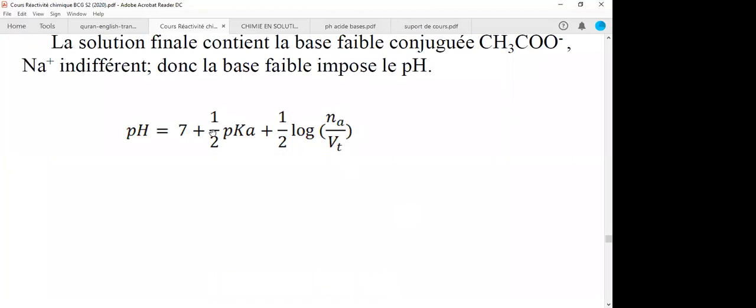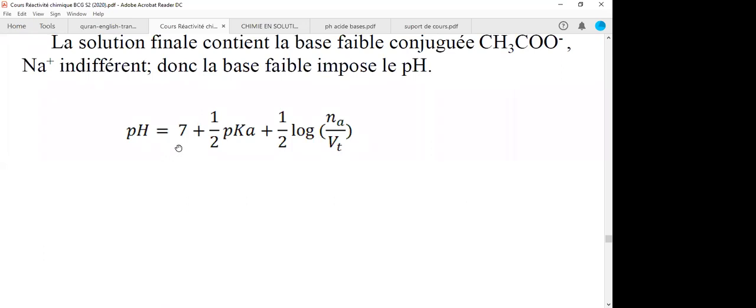So here, before we rush, we've got la solution finale contient la base faible conjuguée, with Na+ indifferent. Donc la base faible impose le pH. So pH is given by, if you remember, we derived this formula for the pH of a weak base.